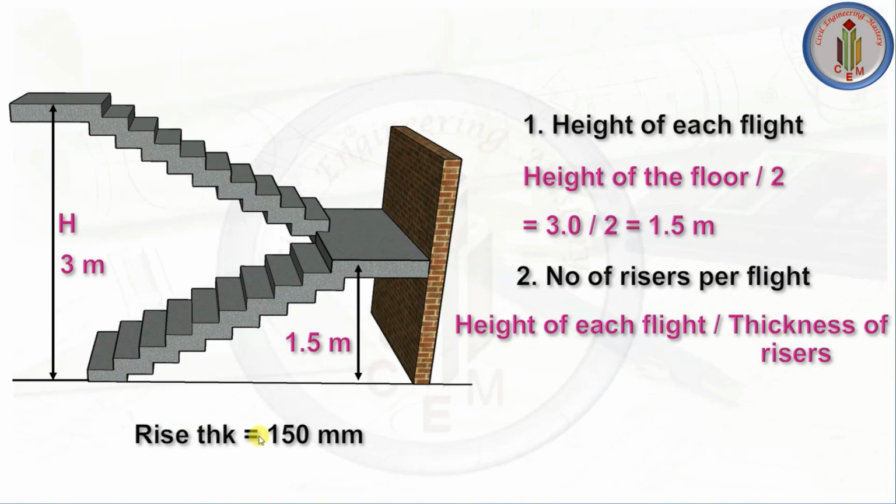So here we have the riser thickness as 150 mm. So 1.5 meter divided by 0.15 gives 10 numbers. So we'll be having 10 risers here.